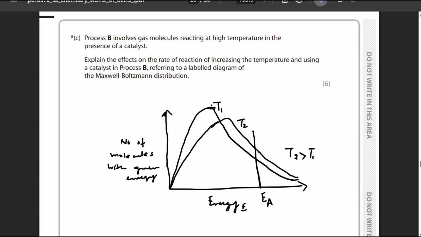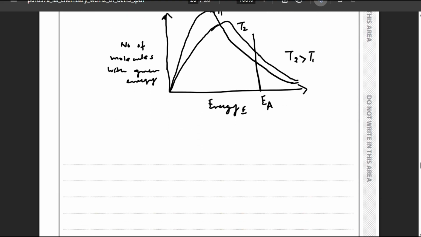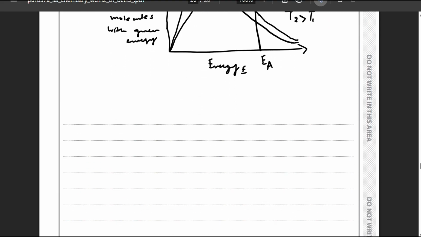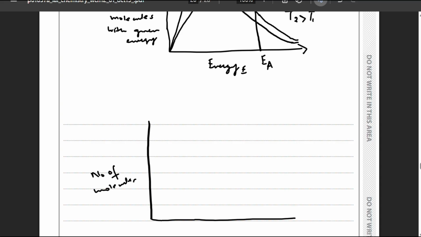So you can see here that increasing temperature increases the energy of all the molecules. So this results in greater collisions, so the rate of the reaction will increase. And if you add the catalyst, it provides an alternative pathway, so more molecules have energy equal to the activation energy. So on the x-axis, number of molecules with given energy.